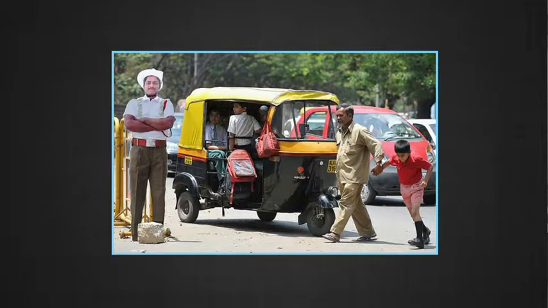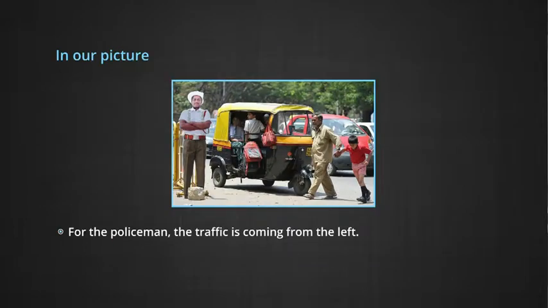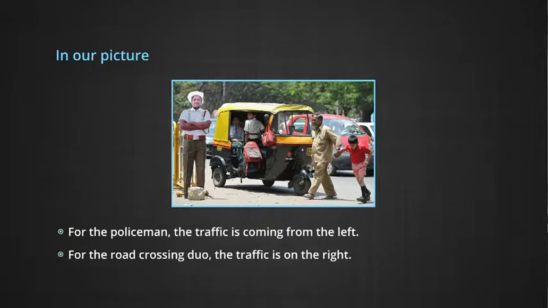Take a look at this picture. In the picture, you have an auto in which some children are going, and you have two persons, maybe a father and a child, trying to cross the road, and there is a policeman standing there. So, there are three observers: the policeman, the man and the child. If you look at it carefully, for the policeman, the auto is on his left hand side, and for the man and the child, the auto is on the right side. So, with respect to the surrounding, the observation is different, but it is the same auto.